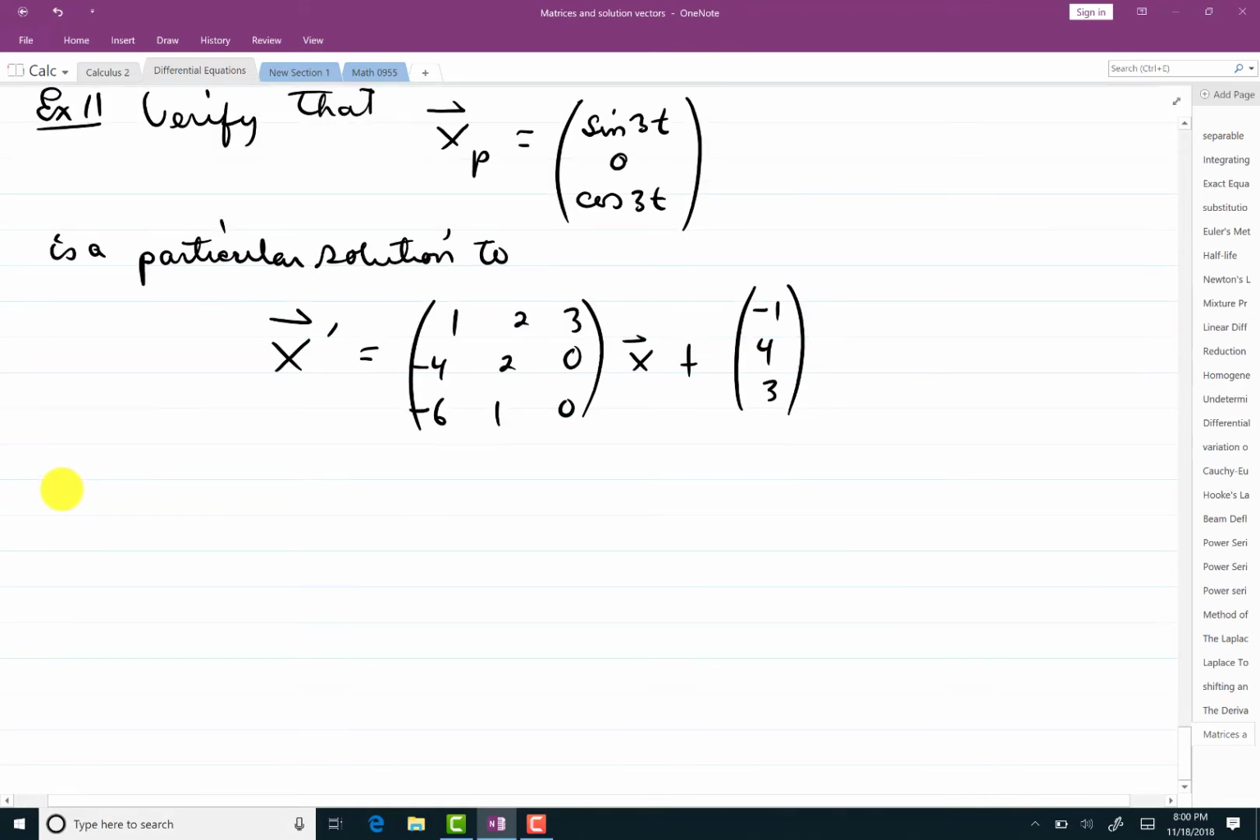So let's go ahead and throw it in and see what happens. First, on the left-hand side, I have the derivative vector. So let's take the derivative of this vector, and I will get 3 cosine of 3t. The derivative of 0, of course, is 0. Then I'll have negative 3 sine of 3t.